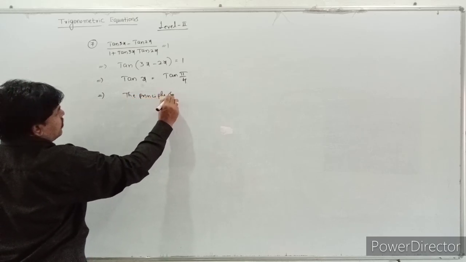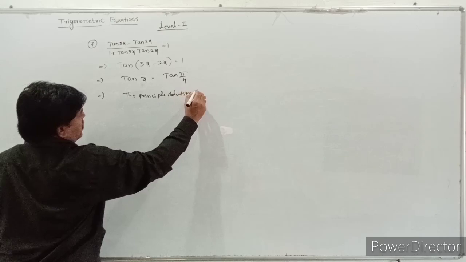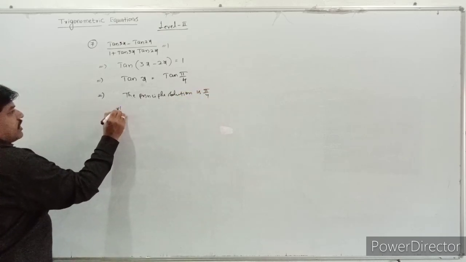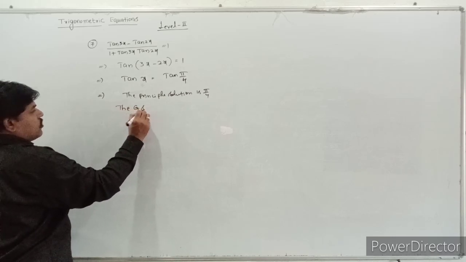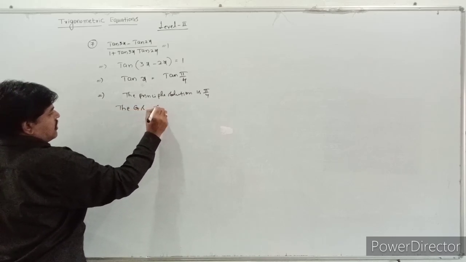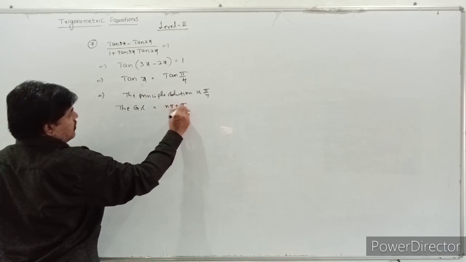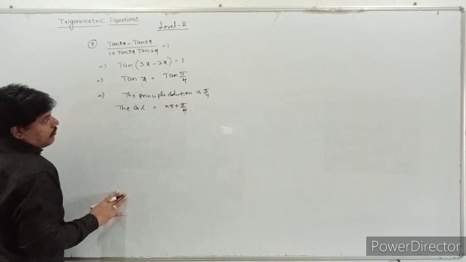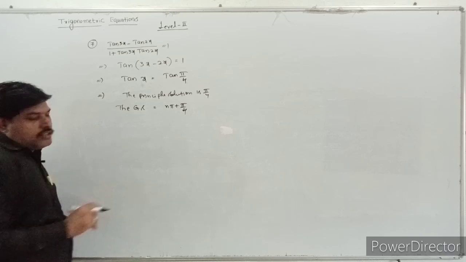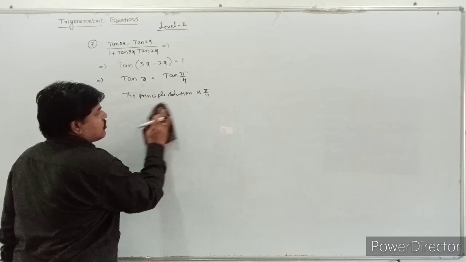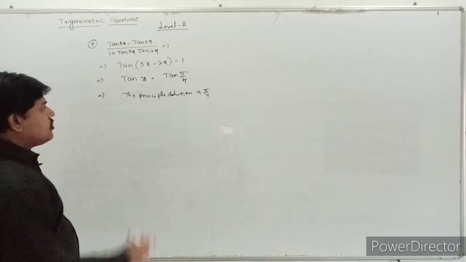The principal solution is pi by 4. So what is the general solution? The general solution is nothing but n pi plus pi by 4. But here I observed that, without writing this general solution, first see this one here, students. The principal solution is pi by 4.